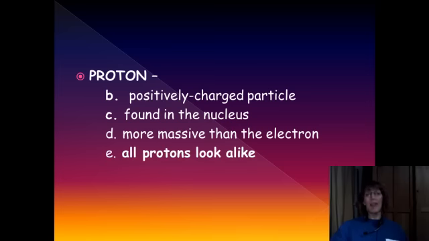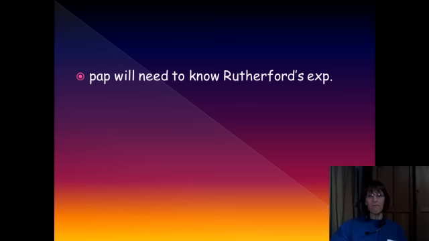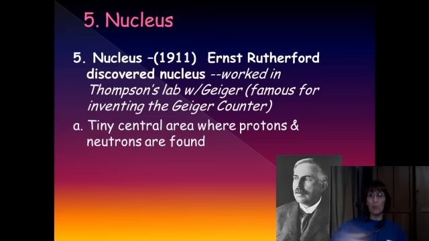And all protons look alike. Just like all the electrons look alike, all protons look alike. And what that means is, if you get a whole bunch of protons from different atoms and lined them up in a row, you wouldn't be able to tell which proton was from which atom. Pre-AP people, you'll have to know Rutherford's experiment and be able to explain what went on with it. We'll do that closer to the end of the PowerPoint.